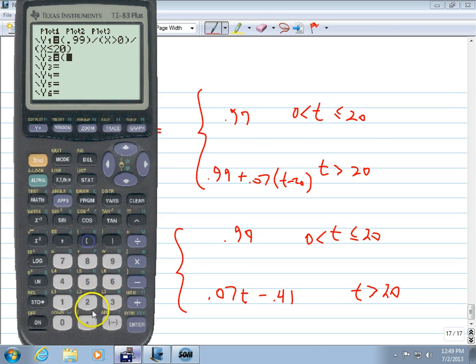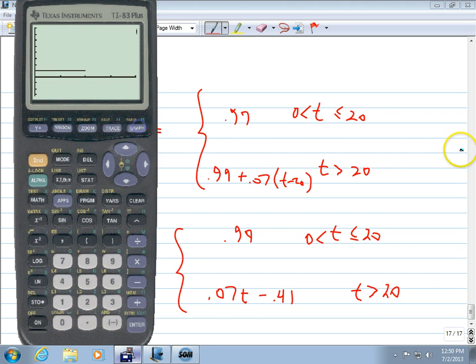All right, so parentheses, 0.07. Again, in function mode, I got to use x instead of t. Minus 0.41. But I don't want to graph this for all x. I want to graph this only for t is greater than 20, right? So x, second math, greater than 20, close it. So it's going to graph that line, but starting there. Now, this is not necessarily a square window. That 0.07 slope may not look like that, but that's the graph.